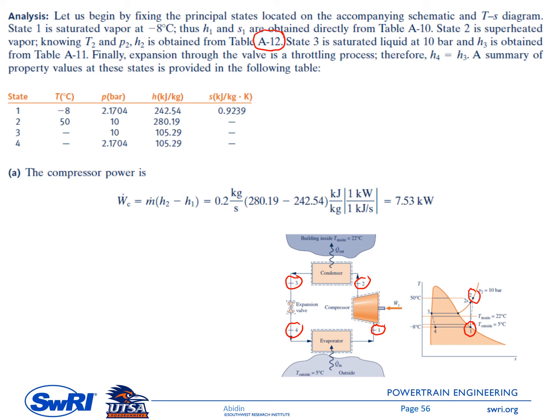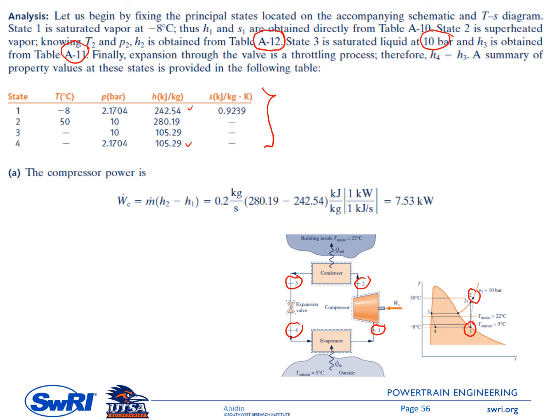So you will use table A12 for this refrigerant 134a. Okay, so you will get H2, and then state 3, pressure is given, 10 bar, and this is saturated liquid, so you will use the saturated pressure table, table A11, to get H3, and then H4 equals H3. So by following that step, you should be able to get the properties at each state. So in this table, you have H1, H2 through H4. Then we can start answering the question.